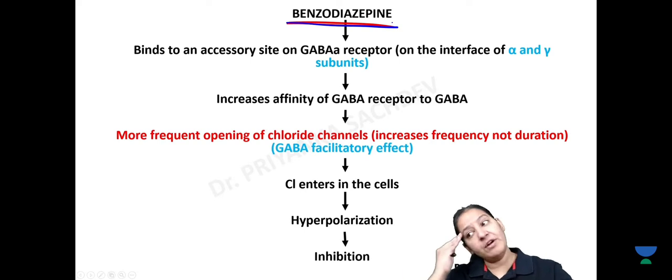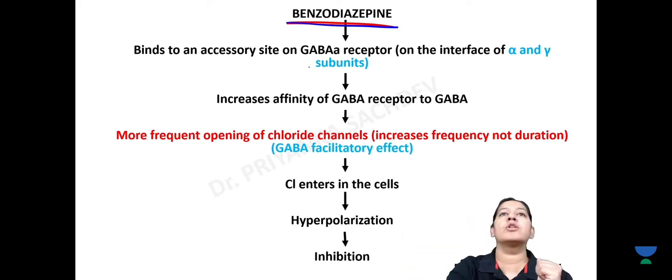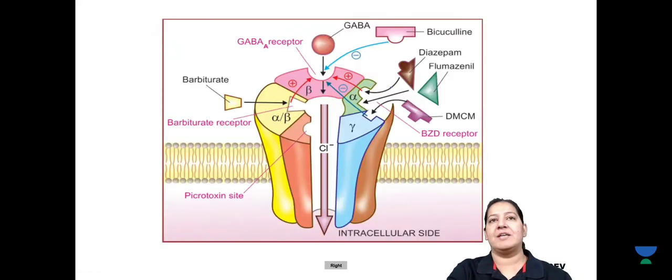In my brain, it will go on the neurons. On the neurons, it will go on the GABA receptor. You all know about the GABA receptor. I have described this receptor.